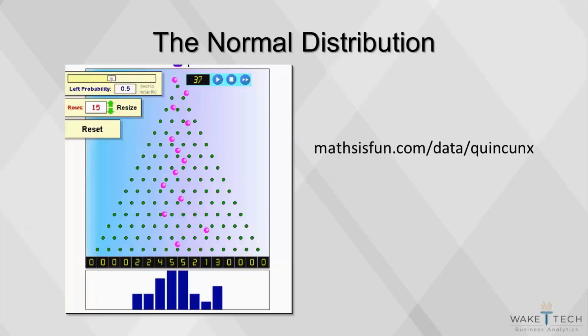Here's a tool you can play with online that illustrates a normal distribution. In real life, it looks like a triangular-shaped pegboard into which balls are dropped. When there's an equal probability that the balls will drop either left or right, their final placement forms a normal distribution. However, when the probability of the balls dropping left or right is unequal, which is something you can experiment with using this tool, the distribution changes.